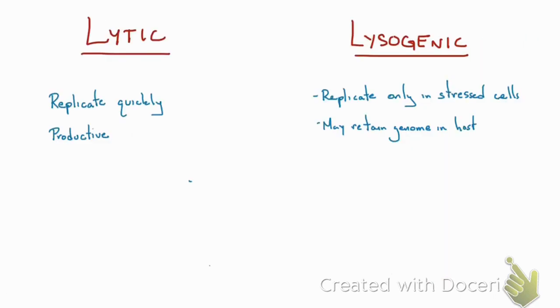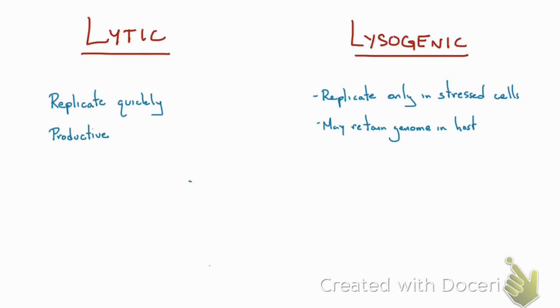I want to finish off by briefly comparing the lytic and lysogenic life cycles. In the lytic life cycle, we find high levels of replication very quickly, maybe 20 to 30 minutes from the point of attachment to the final lysis of that bacterial host cell. And this process is incredibly productive, potentially producing on the order of 50 to 100 bacteriophages per bacterial host cell.